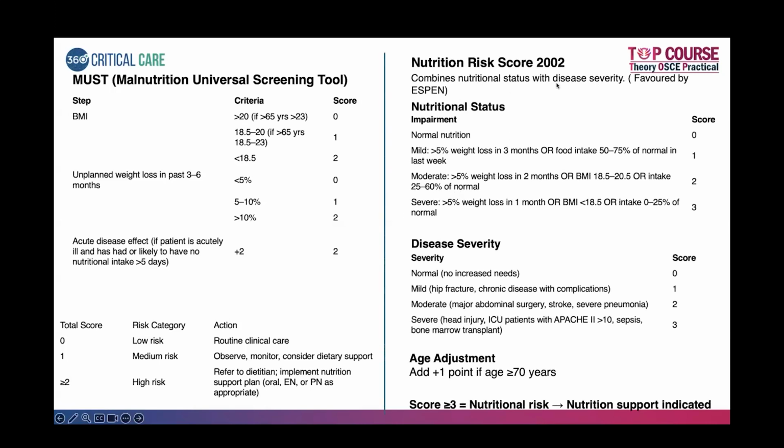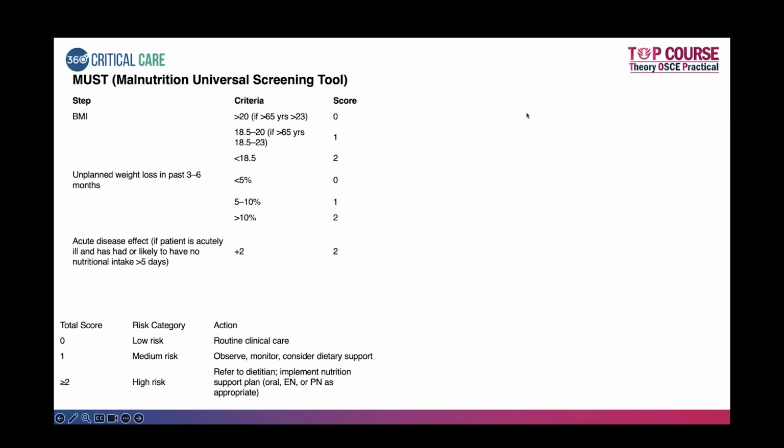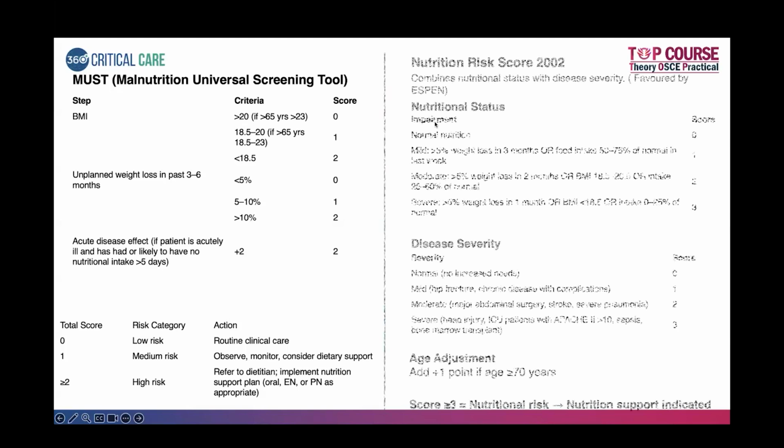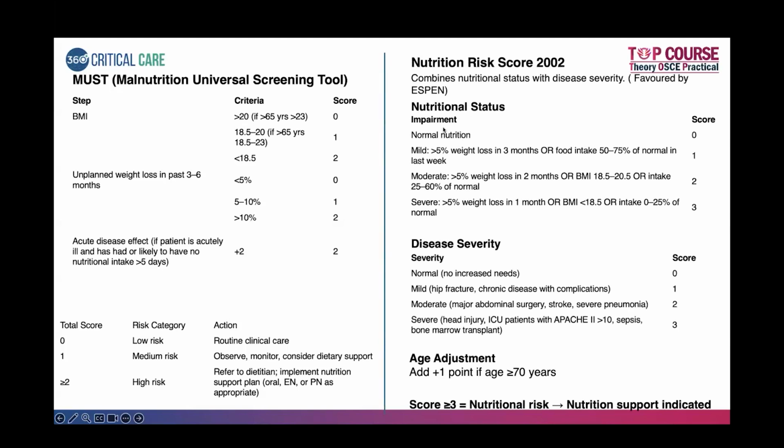So this one is favored by the ESPEN guidelines. That is the Nutrition Risk Screening that came out in 2002. So it combines nutritional status with the disease severity. So in nutrition status, you have 4 parts. That is normal nutrition, and mild impairment, where there is more than 5% weight loss in 3 months, or food intake of 50 to 75% of normal in the last week.